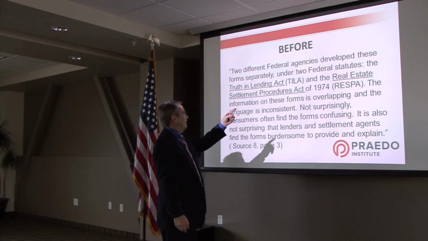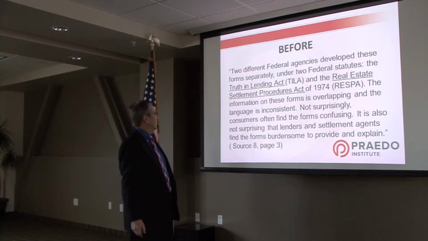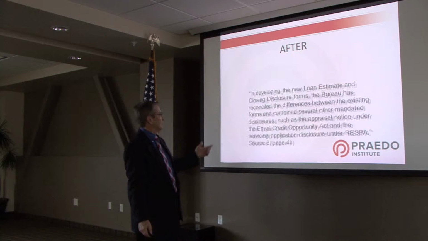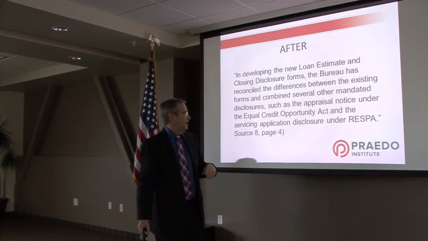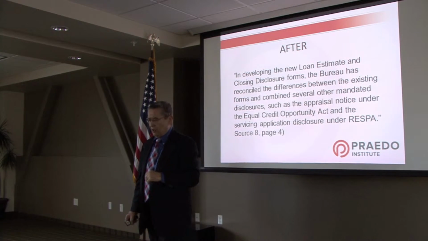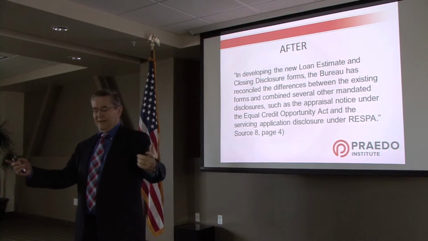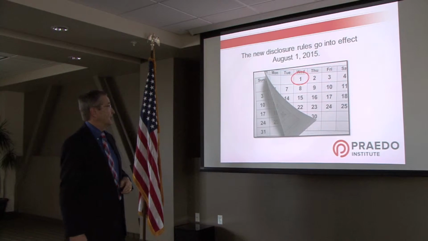So we have now the truth in lending statement. That's part of one of the laws. And we have RESPA, which was done in 1974. And what's going to happen now is we're going to go into just one law. The Bureau, the CFPB, has drafted this regulation, and it's now going to be coming under ECOA. So it's not even the two that are out there now. It's going to come under ECOA. So they're changing things a lot.